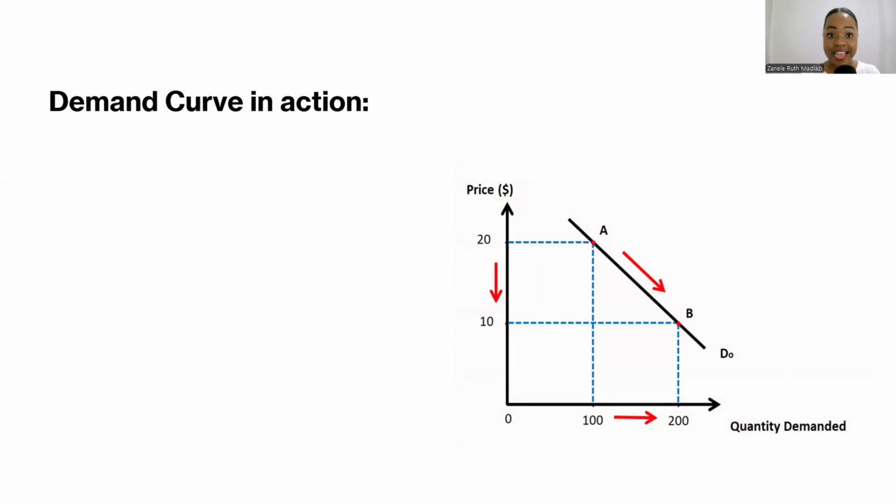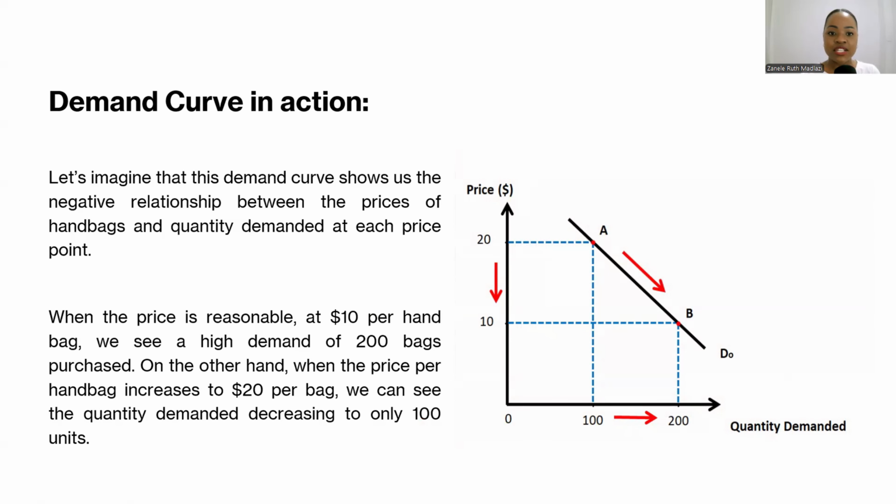Let's look at the demand curve in action. Let's imagine that this demand curve shows us the negative relationship between the prices of handbags and quantity demanded at each price point. When the price is reasonable at $10 per bag, we see a high demand of 200 bags purchased. On the other hand, when the price per handbag increases to 20 rands per bag, we can see the quantity demanded decreasing to only 100 units. So again, the higher the price, the lower the quantity demanded of the product. The lower the price, the higher the quantity demanded.